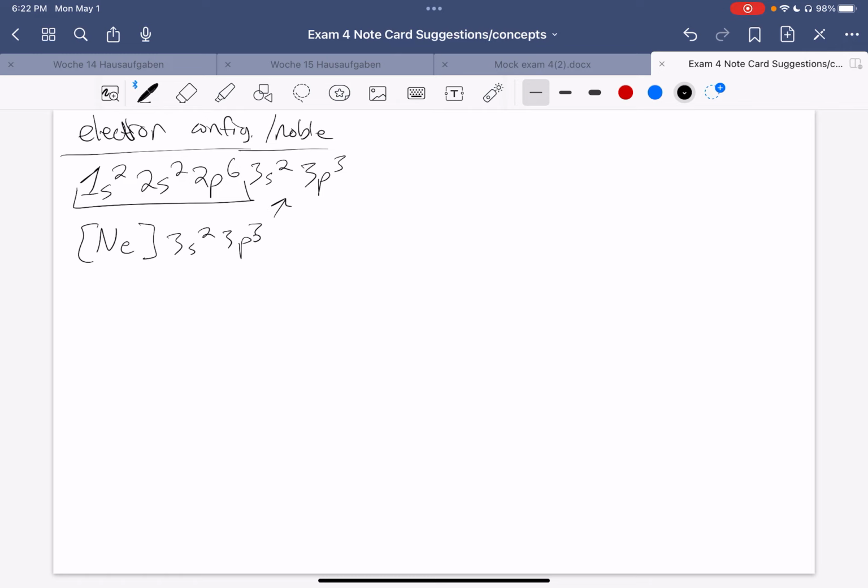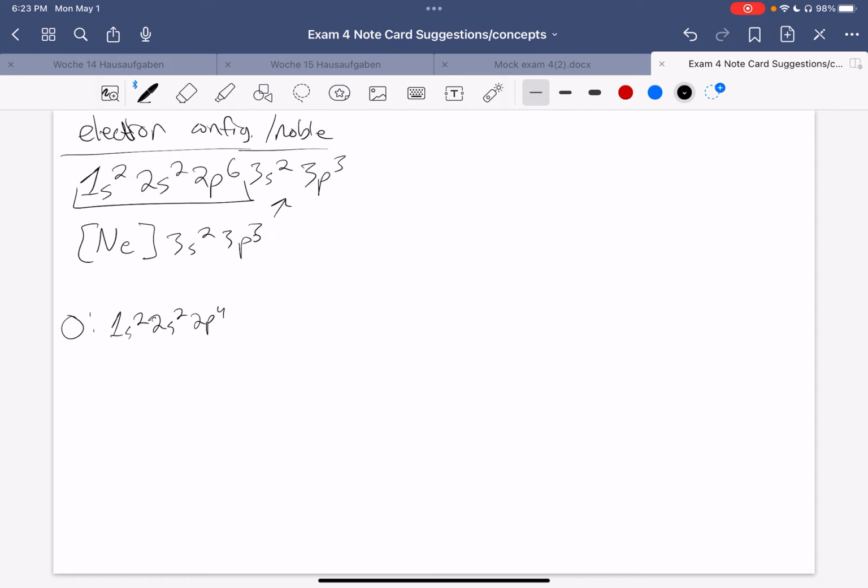Another thing that we can go over are the rules for filling up orbitals. So let's do something smaller. So let's do oxygen. So the electron configuration for oxygen is going to be 1s2, 2s2, 2p4. Okay, total of 8 electrons. That makes sense.